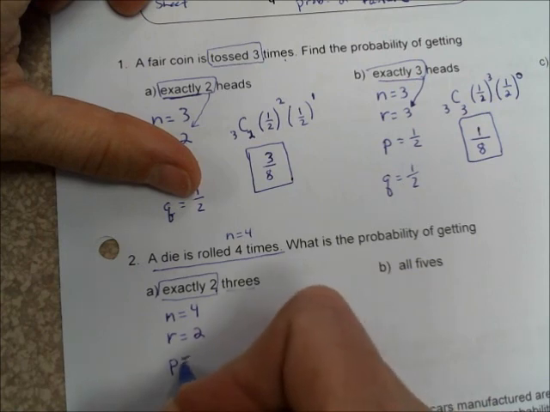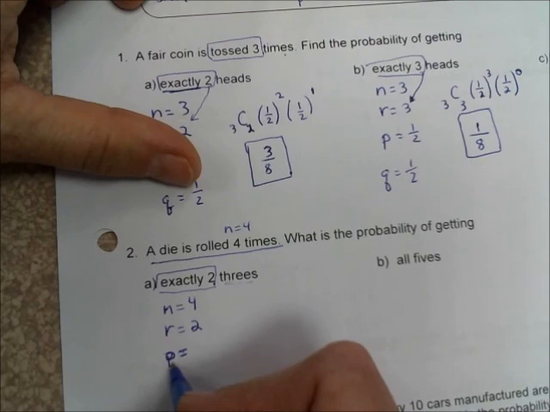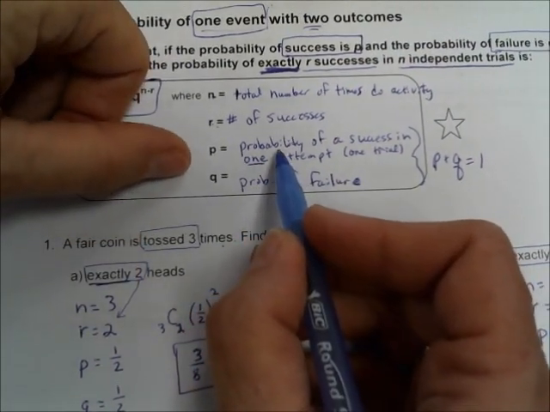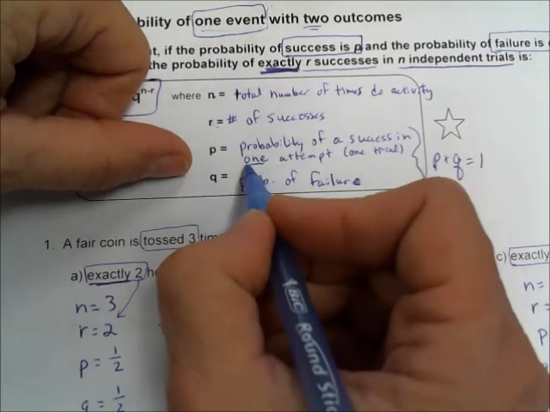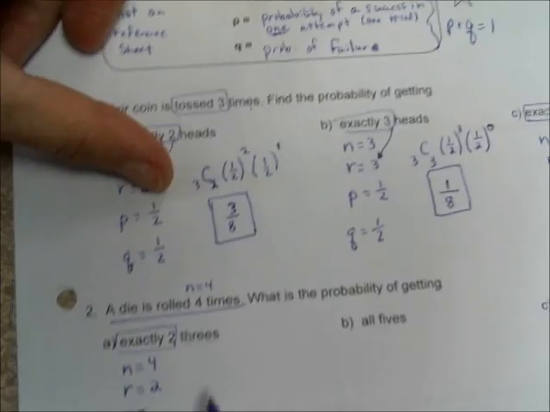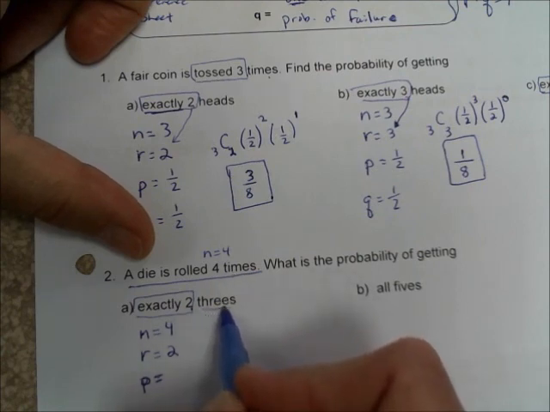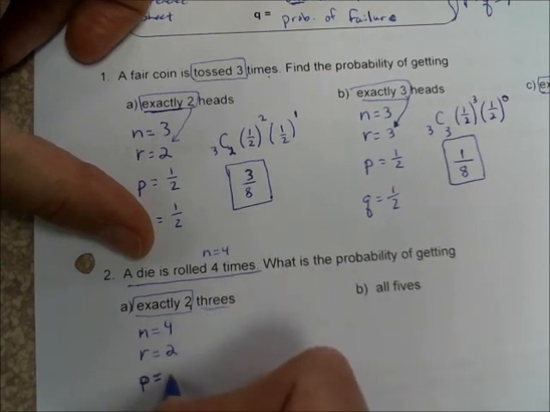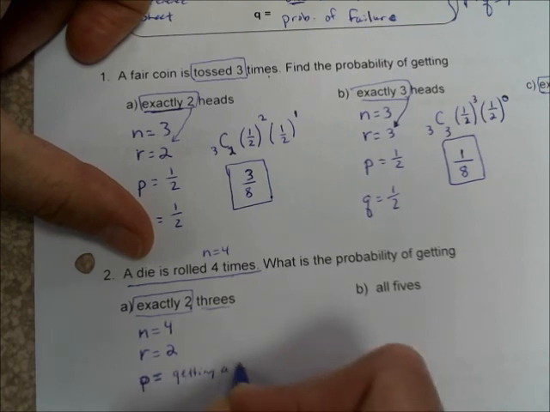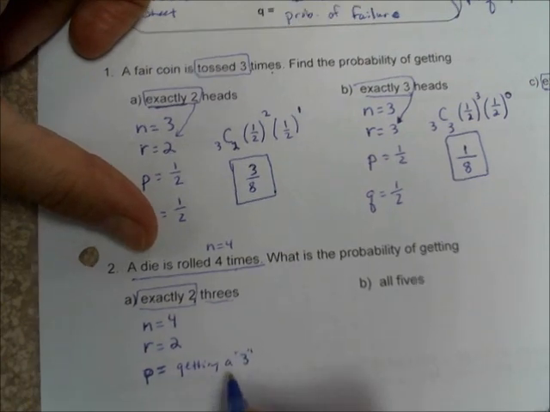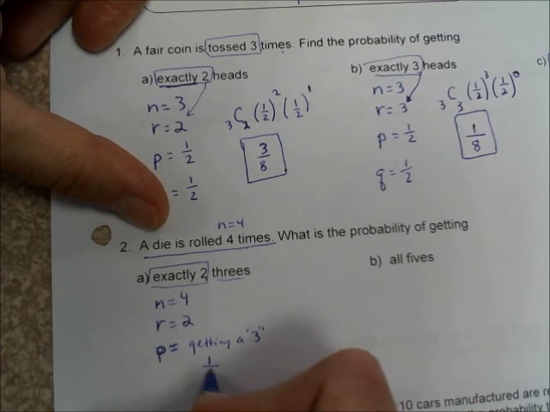So this is always a debatable issue with my classes. What is the probability? Now you have to remember that the p-value is the probability of a success in one attempt. So if we roll the die 1 time, what's the probability of getting a 3 on a dice? It is 1 out of 6.